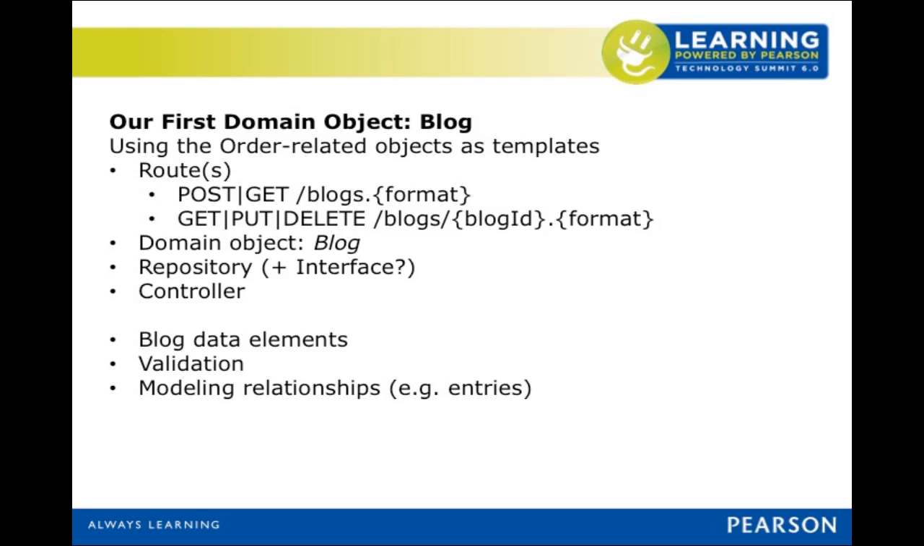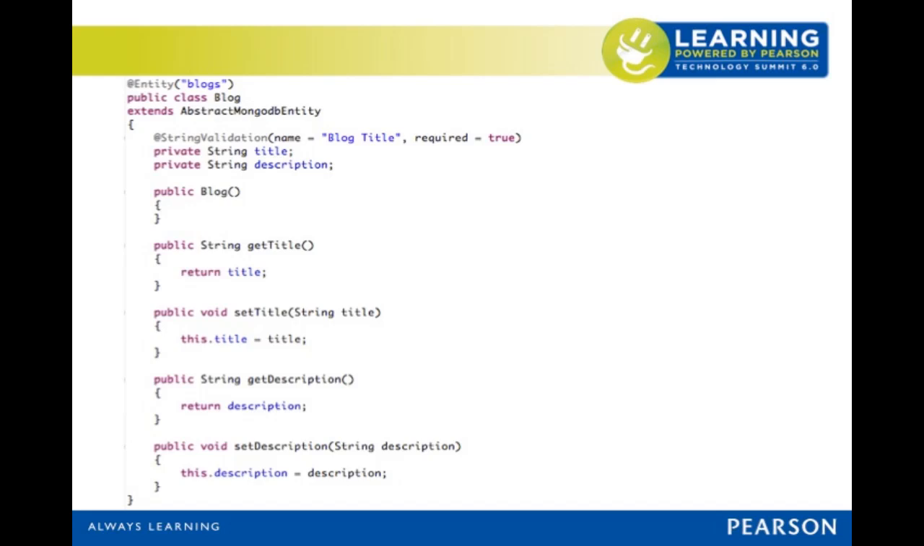So we have to create the blog. We have to create a repository, which is a matter of just stitching up some Mongo magic, and create a controller that supports these guys. So what do we want on our blog? My default implementation was just a title and a description.